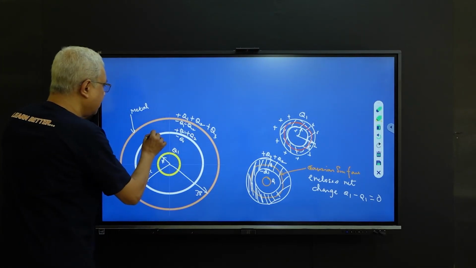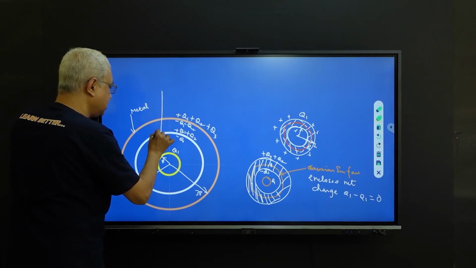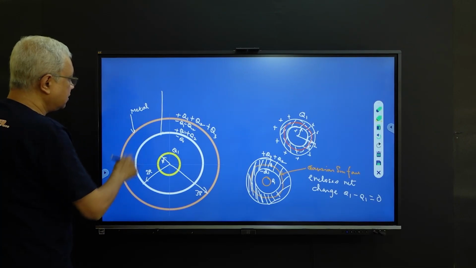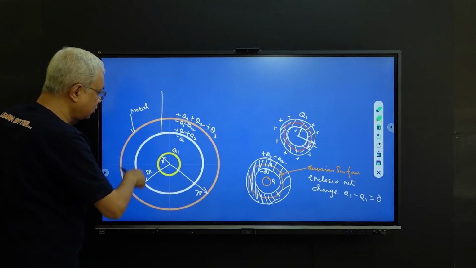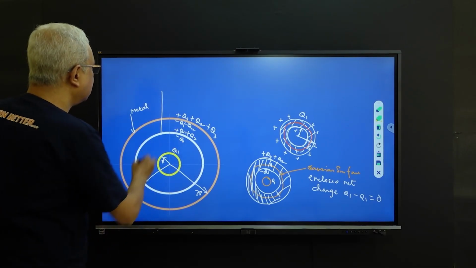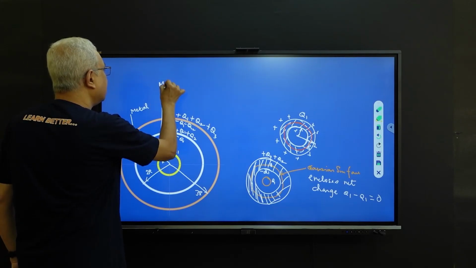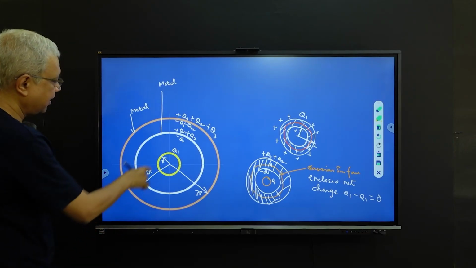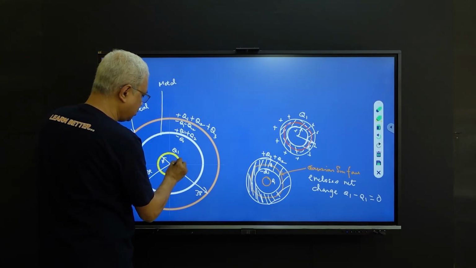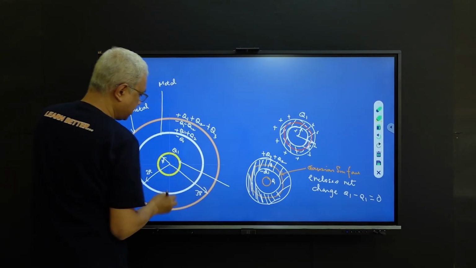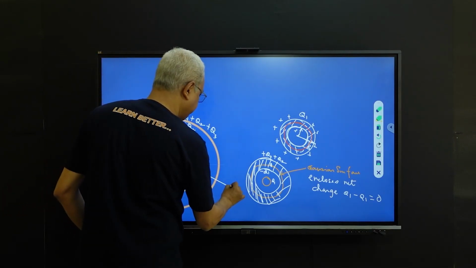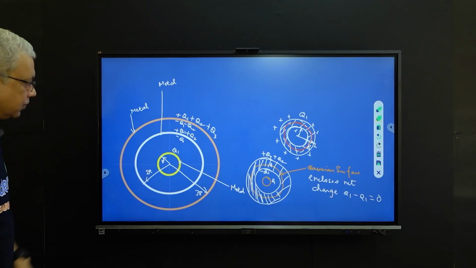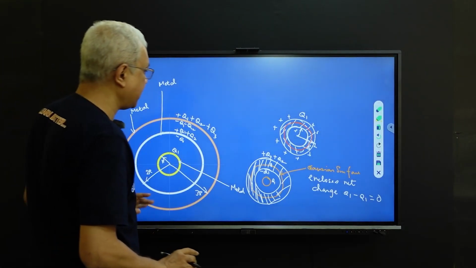And similarly, the shell region of the second spherical cell, having radius 2r, is also metal, and there is no field in the metallic region. And here also there is no field. This is also metal. In this shell region, there is no electric field. So the charge distribution is like this.